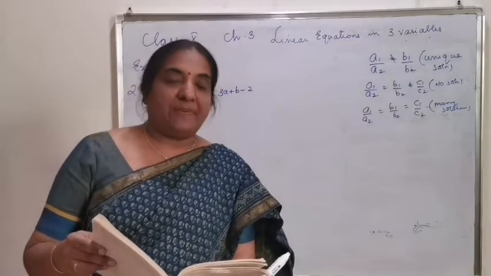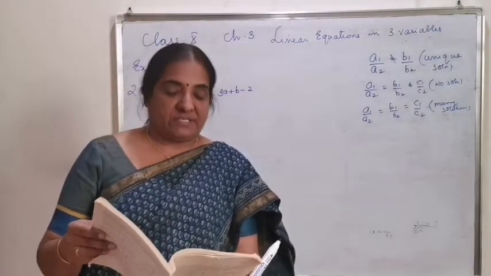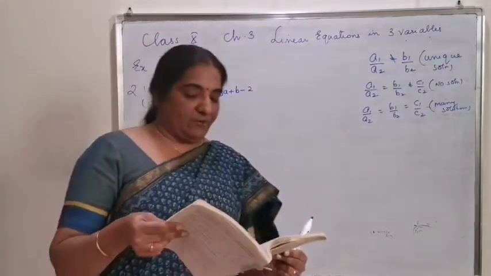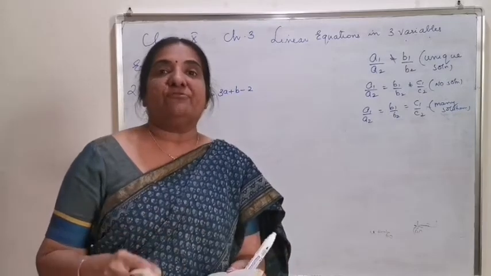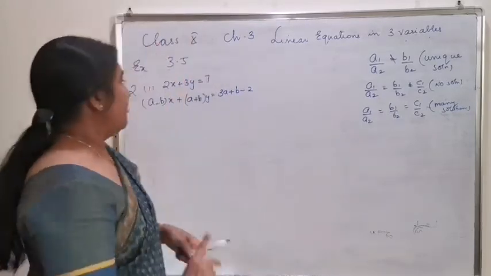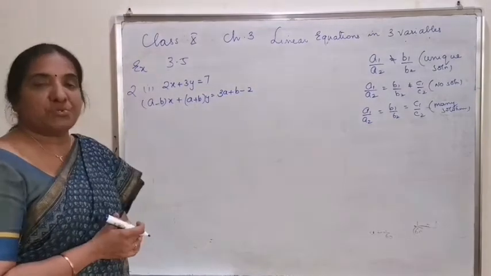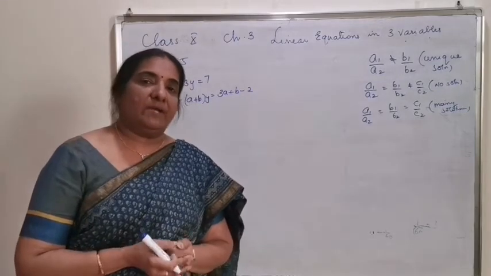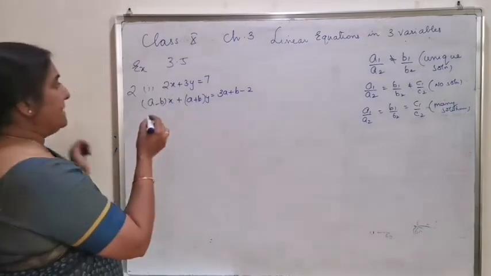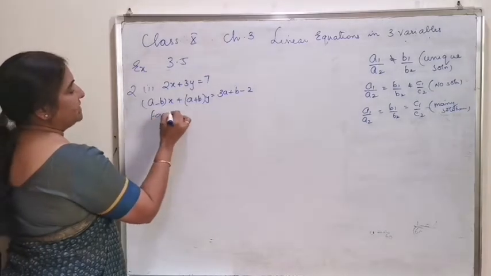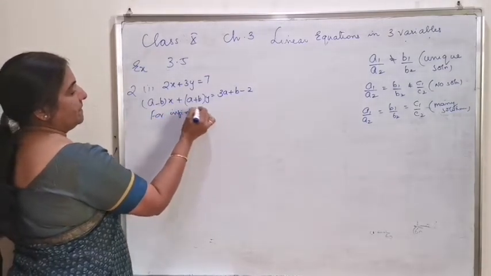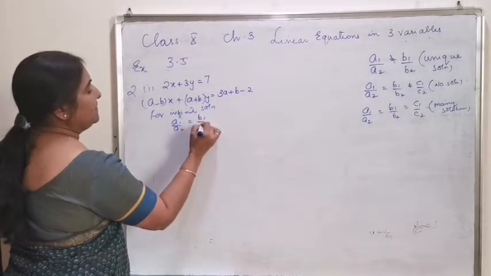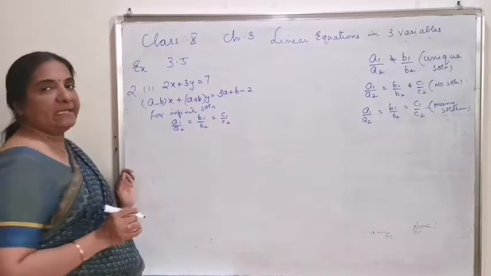Exercise 3.5, page 62, question number 2, first part. For what values of a and b does the following pair of equations have an infinite number of solutions? As you see here, the equations have two unknown quantities, which shows that there will be two equations again and you may have to solve by the equating the coefficients method. By the condition for infinite solutions, the condition is a1 by a2 equal to b1 by b2 equal to c1 by c2.